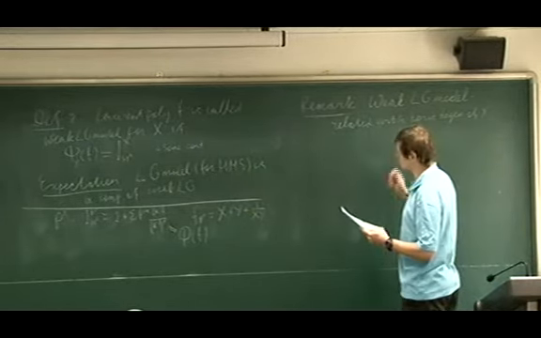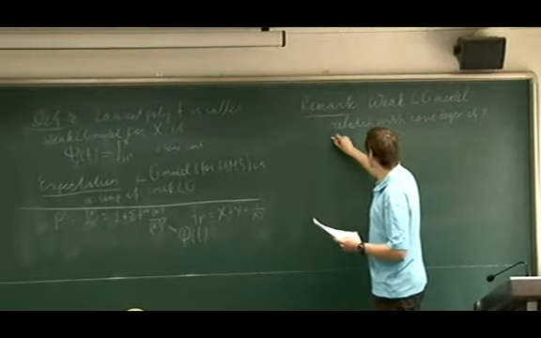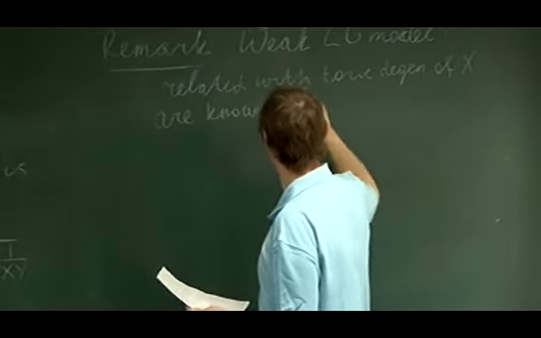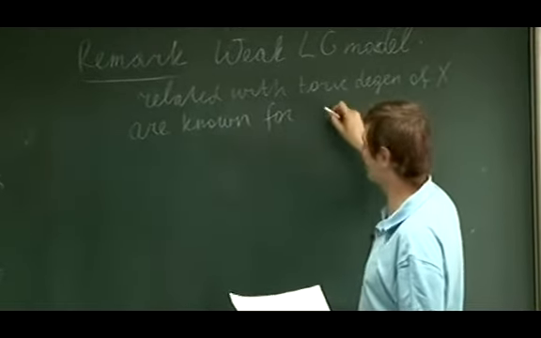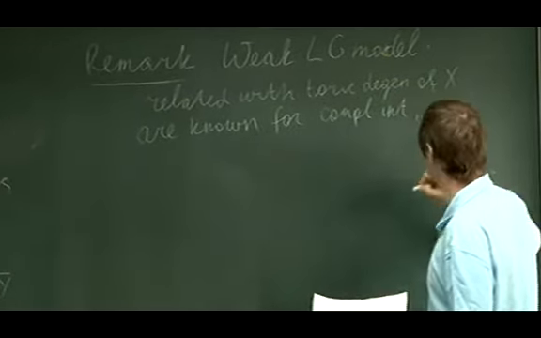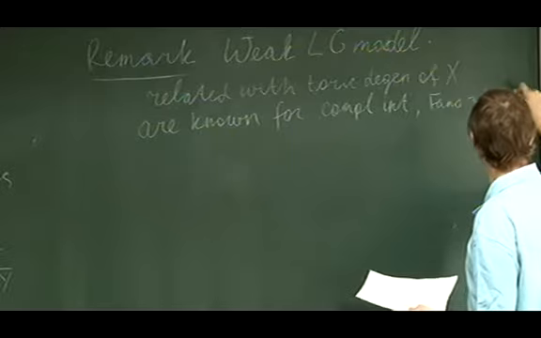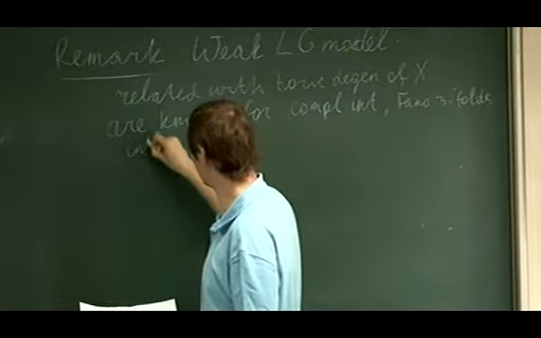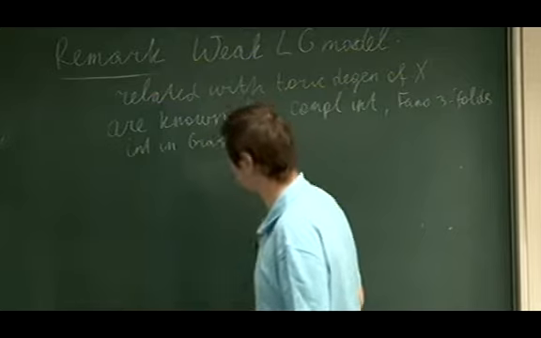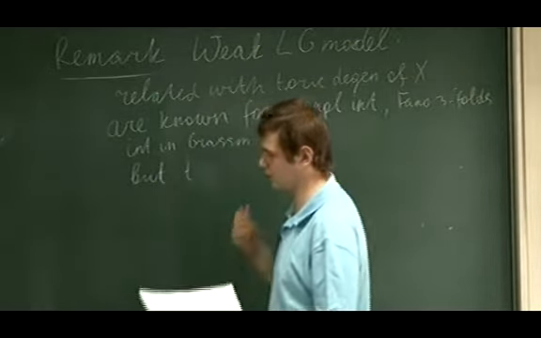And a lot of other properties are known for, as usual, complete intersections, Fano threefolds, intersections in Grassmannians, but there is no general method for how to find them.